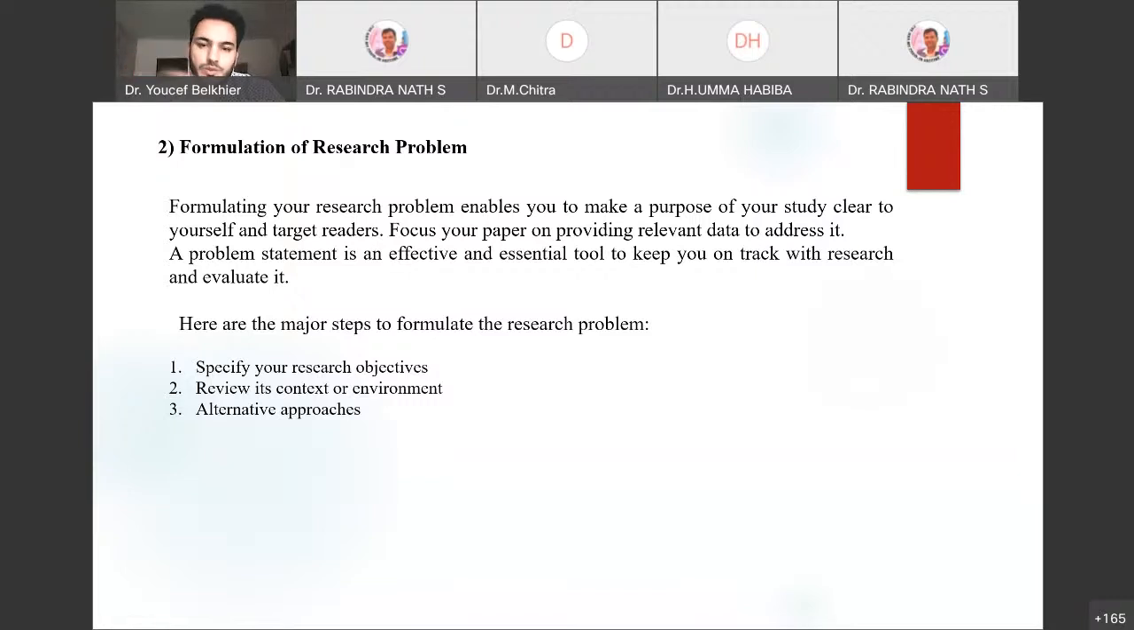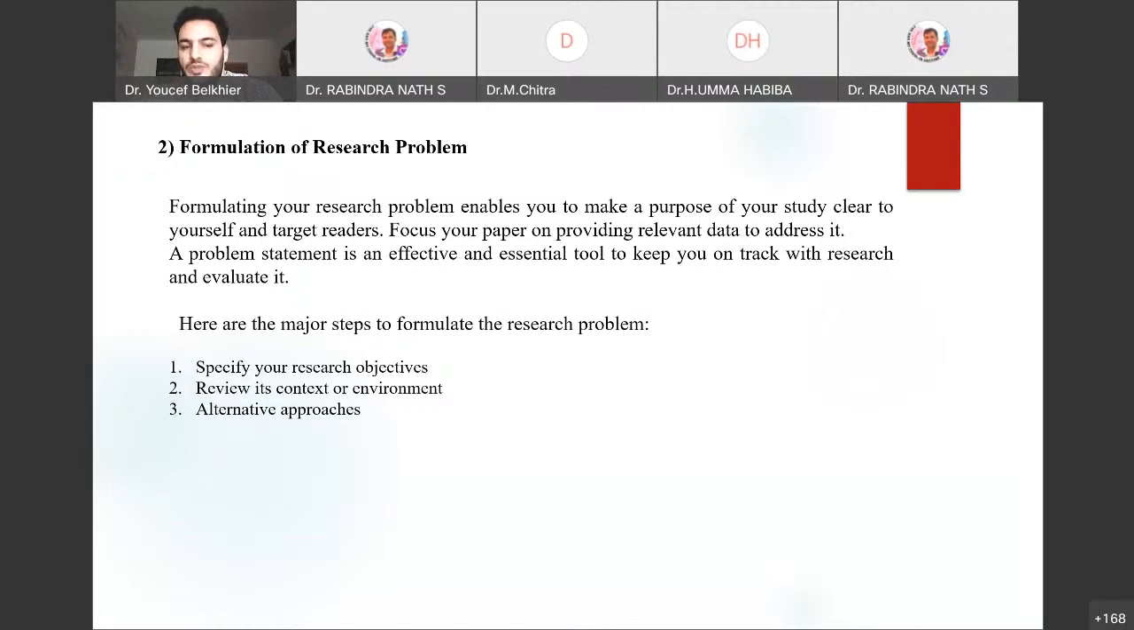A research problem enables you to make the purpose of your study clear to yourself and to target readers. It focuses your paper on providing relevant data to address it. A problem statement is an effective and essential tool to keep you on track with the research and evaluate it. When you state the problem, you tell the reader that this work is focusing on this problematic. So here are the major steps to formulate the research problem: how to make it clear for the readers, for the researchers, or for any community that will read your research work and get information.